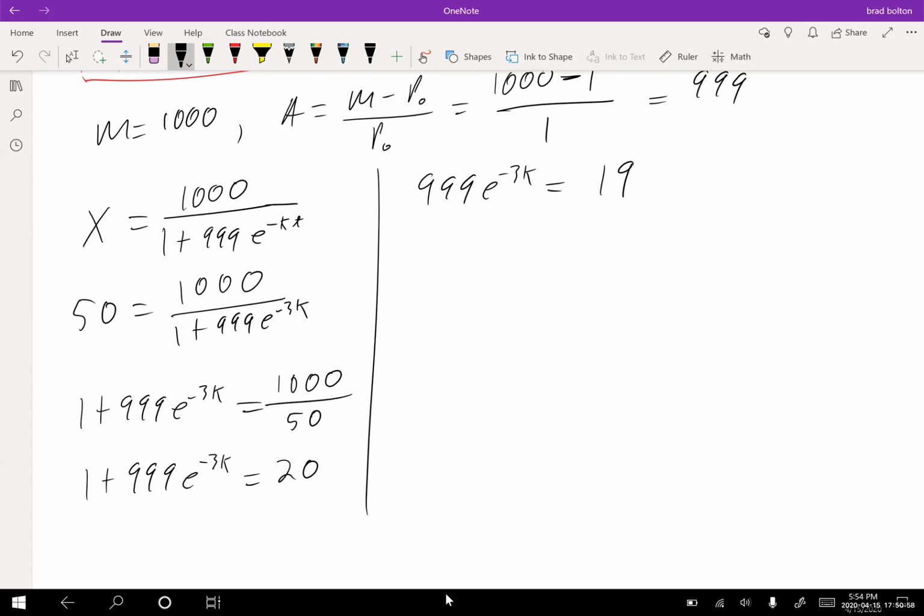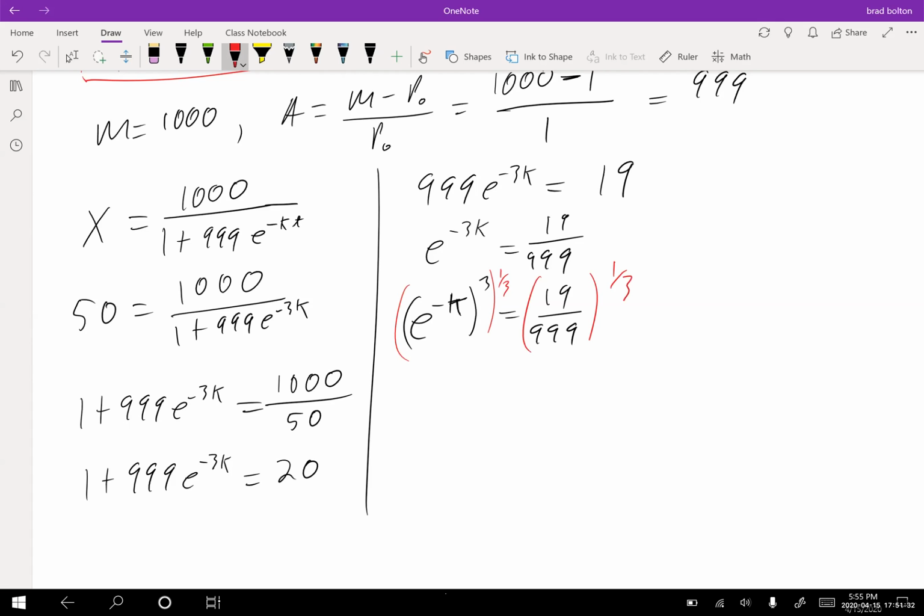Okay. Divide both sides by 999, so we have e to the negative 3k is equal to 19 over 999. Okay, so hopefully I didn't lose you here. This is kind of a long-winded process. Maybe I should have isolated it as e to the negative k to the 3. This I think would be better, and this is 19 over 999. Then I can take everything to the 1/3 power. So that'll just give me e to the negative k is equal to 19 over 999 to the 1/3 power.